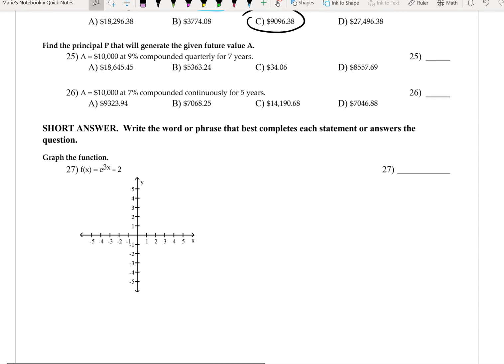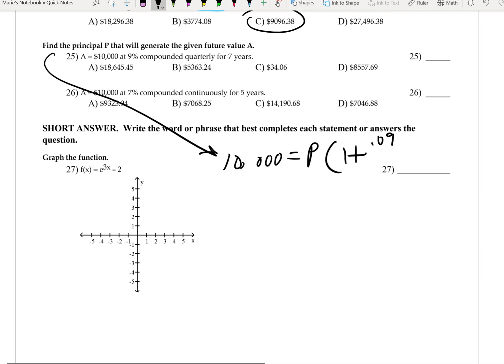For 25, 26, these are actually very easy questions. You're just working the opposite way. In this case, they're giving you A. They're telling you A is 10,000. And this is equal to the principal value times 1 plus 0.09 over 4, because it's compounded quarterly, so hence 4. And this is raised to the 4 times 7.